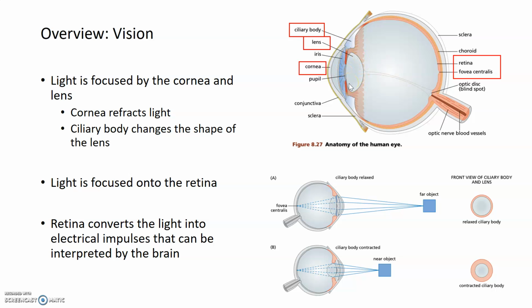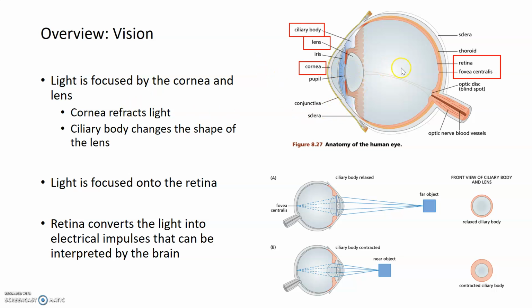And the lens actually changes shape to help focus this light. There's a particular muscle, which you can see here on either side of the lens, called the ciliary body, which relaxes and contracts to change the shape of the lens. And the cornea helps to refract and bend the light in order to focus it.